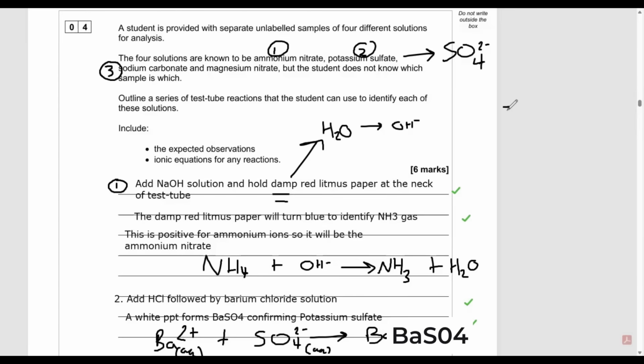Okay, let's move on to the next one, which is sodium carbonate, part 3. So for sodium carbonate, we've got to think about what test tube reaction we could do. And for carbonates, you just add an acid, name the acid, generally nitric acid or hydrochloric acid will do. And once you've added that acid, we're going to see bubbles. I always write bubbles instead of effervescence. Effervescence is a better word, but I find it harder to spell. So you can see bubbles of carbon dioxide released.